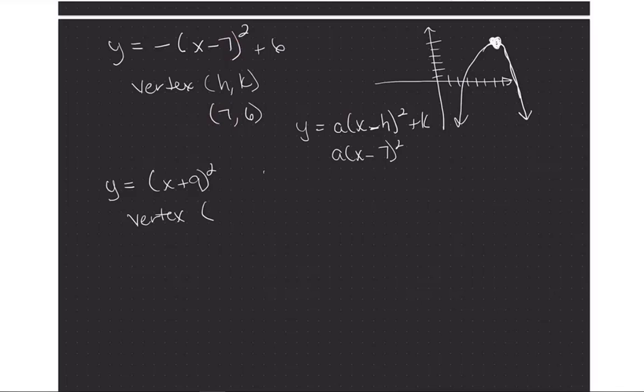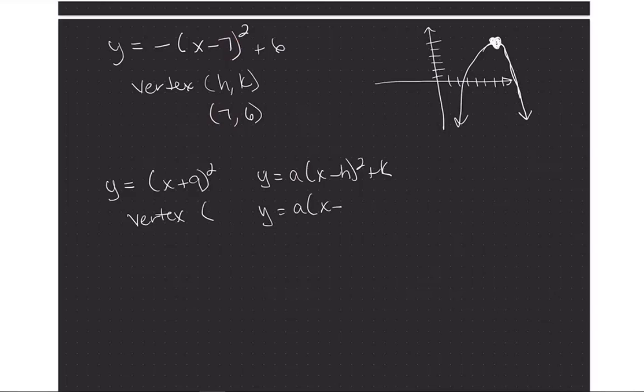But if it's a positive 7 for h, then y = a(x - h)^2 + k. With a negative 9, y = a(x - (-9))^2 + k, and then you're going to get a(x + 9)^2. Does that make sense? Yeah.